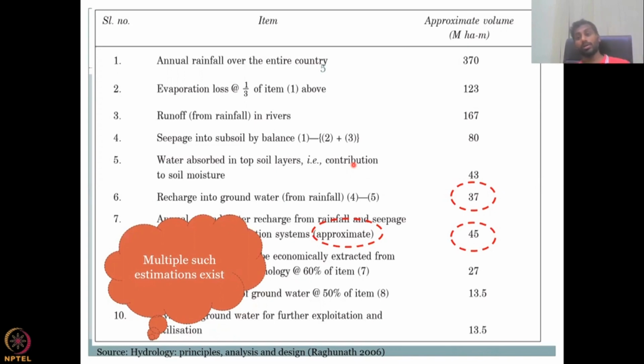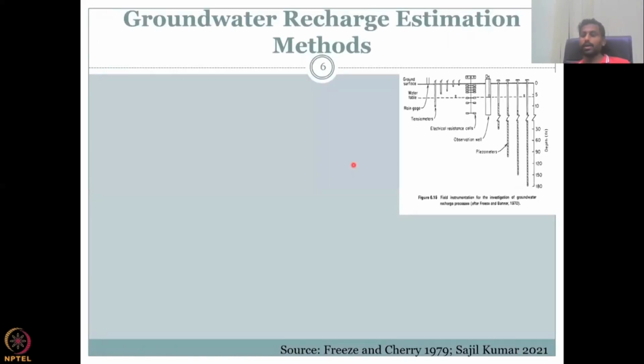It can be based on multiple physical, data-intensive or modeling perspectives. Let's look at some of them. The very important ones, as per the recent review by Sajil Kumar in 2021, and also as defended by Freeze and Cherry's groundwater book, which has identified the most important groundwater recharge estimation methods. So estimates are important. Like you saw, different estimates are there. Not one method is important. There are multiple methods depending on the data, the cost, and the time for the research project.